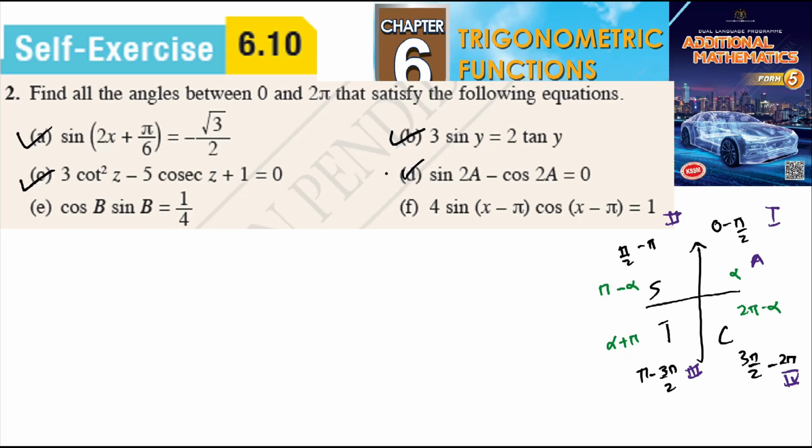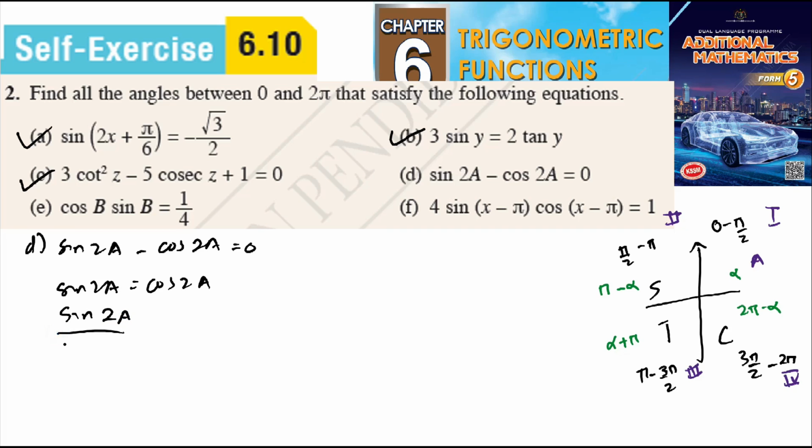So D: sin 2a minus cos 2a is equal to 0. So here we see that sin 2a is equal to cos 2a, where sin 2a divided by cos 2a is equal to 1, because we know that this one is 1, right? When we divide by cos, we are left with 1. So this one is tangent 2a is equal to 1.